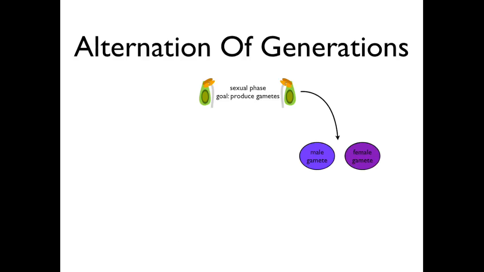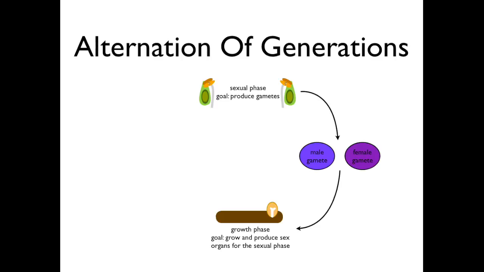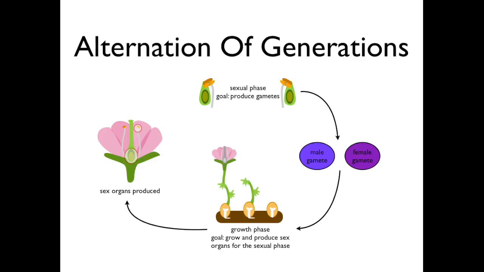In angiosperms, the male and female gametes fuse together and eventually form a seed. This seed begins the growth phase. The new plant grows from the seed and matures until it can produce sex organs. When the sex organs form, the sexual phase can begin again, and the cycle is completed.